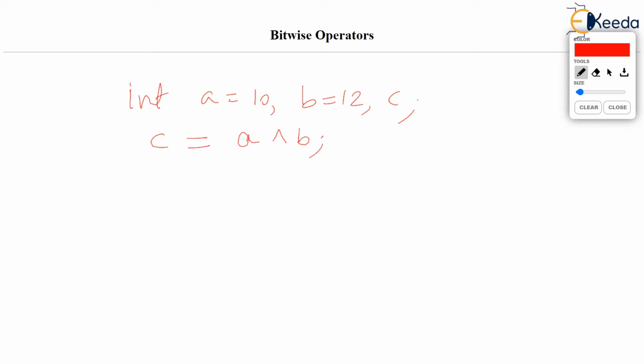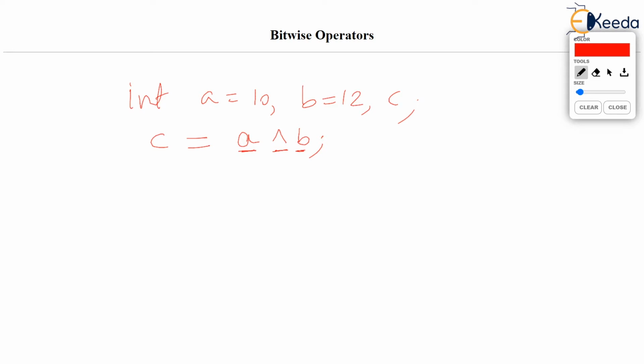This is A bitwise XOR with B. Now XOR gate, as the name suggests, means that if both the inputs are different, then the output is high. So 1 XOR 0 is 1, 0 XOR 1 is 1. That means the two inputs are of different types. But 0 XOR 0 is 0, 1 XOR 1 is 0. If both inputs are same, then the output is 0.